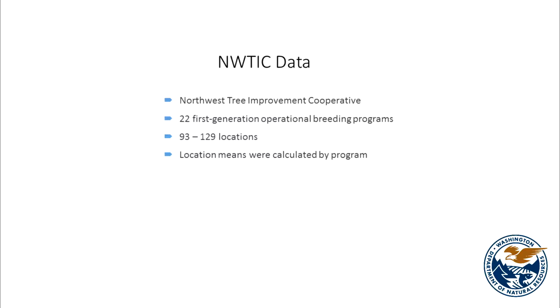So we again used the Northwest Tree Improvement Cooperative data. There were 22 first-generation breeding programs that had stem form recorded, and depending on which stem form trait we were working with or which growth response trait we were working with, we had anywhere from 93 to 129 locations.